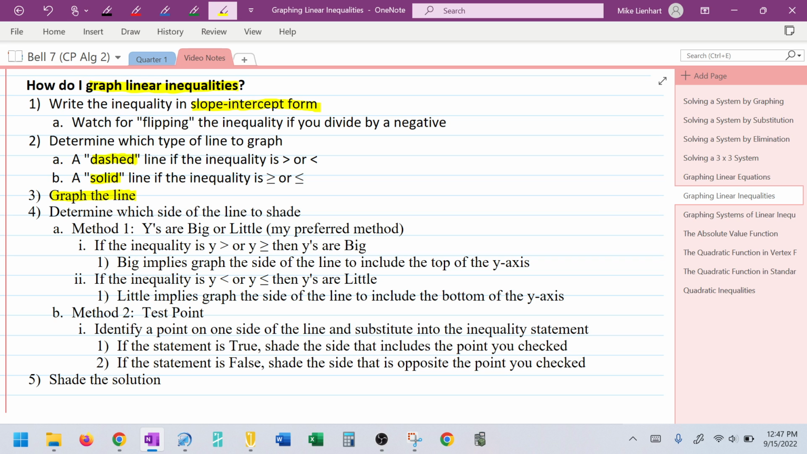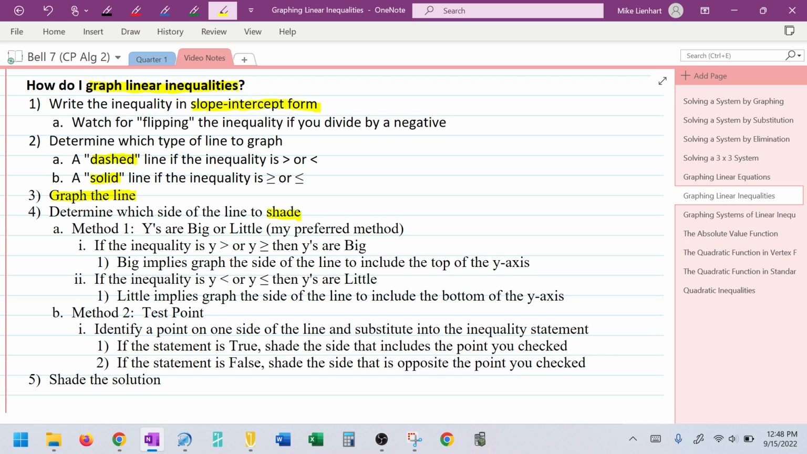The second phase we now focus on, because it's an inequality, is I have to decide which side of the line to shade. All right, now I have two different methods. Method number one, I like to call y's are big or y's are little. This is my preferred method, and I explain it here in detail. Big implies that you're going to shade the side to include the top of the y-axis. Little, or less than, implies that you're going to shade the side of the line that includes the bottom of the y-axis.